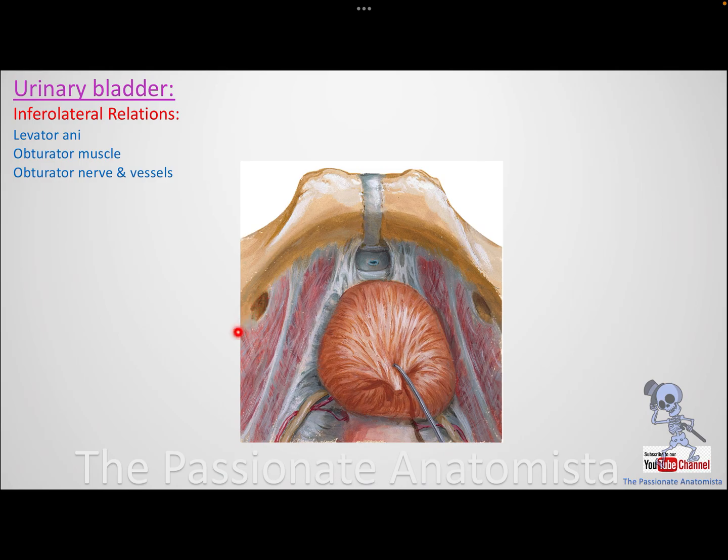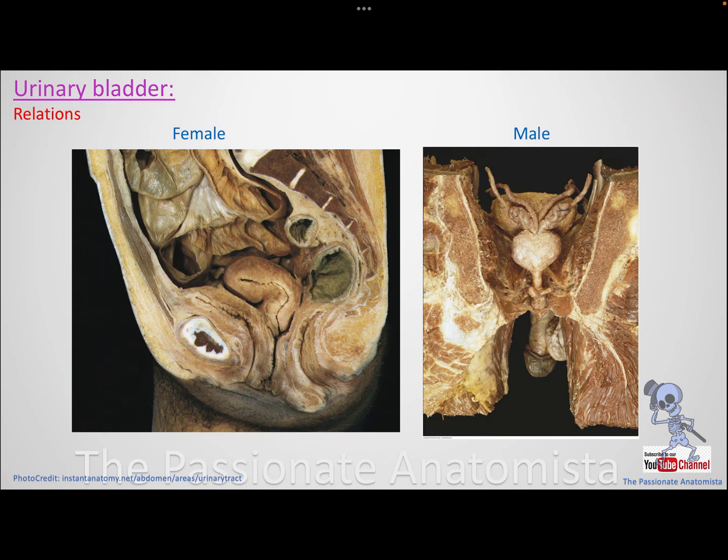And from here, the obturator nerve and vessels will exit the pelvis. So definitely, lateral relations to the bladder would be structures related to the obturator, which is the obturator nerve and vessels. All right, so the urinary bladder's lateral relations would be the obturator internus muscle, obturator nerve and vessels, and the levator ani muscle.